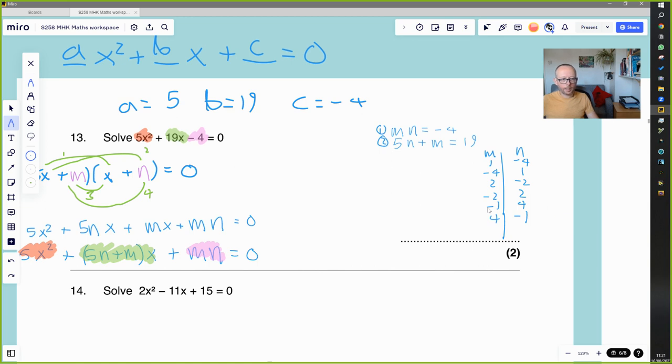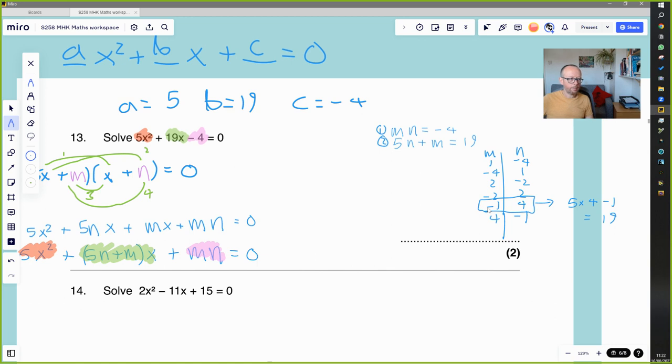So it's this one, second from the bottom. So 5n would be 5 times 4, so let's just write 5 times 4 to start off with. Then plus m, which would be plus -1, so minus 1. That would be 20 take away 1, which is 19. So it's this combination here in this case.